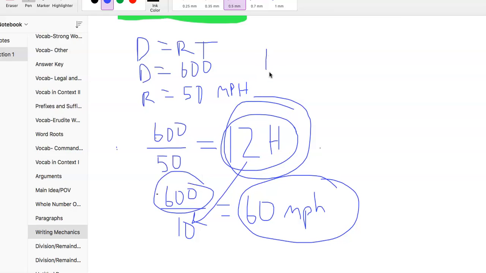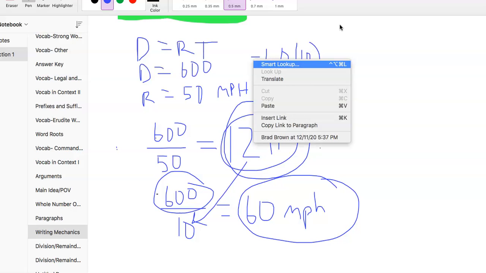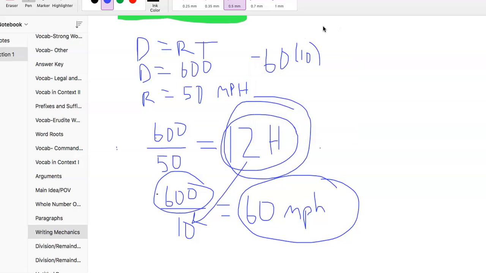Right? And if you just want to think that out, 60 miles per hour times 10 equals what? So this is, whoops, that's my rate, 60. This is my time, 10. What's 60 times 10? That's going to be our distance, 600. It all works out. Perfect. 60 miles an hour. That's a good answer.